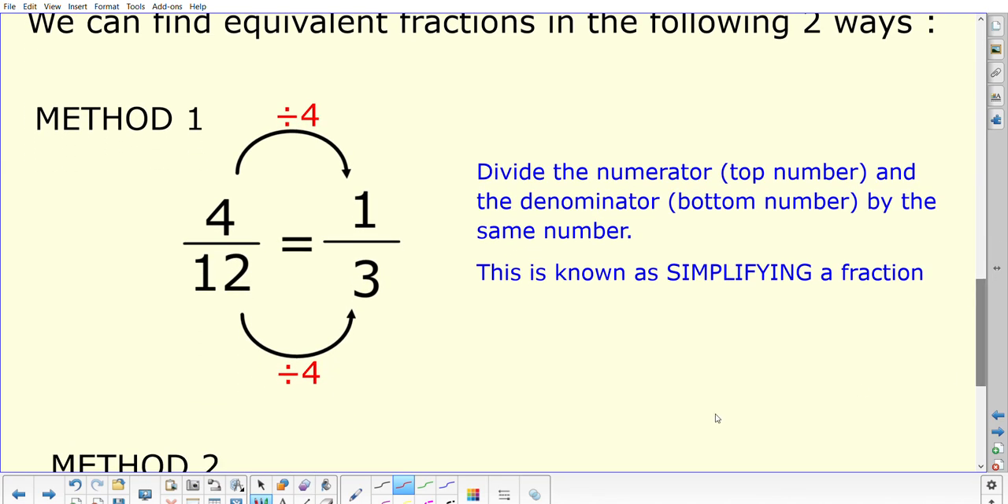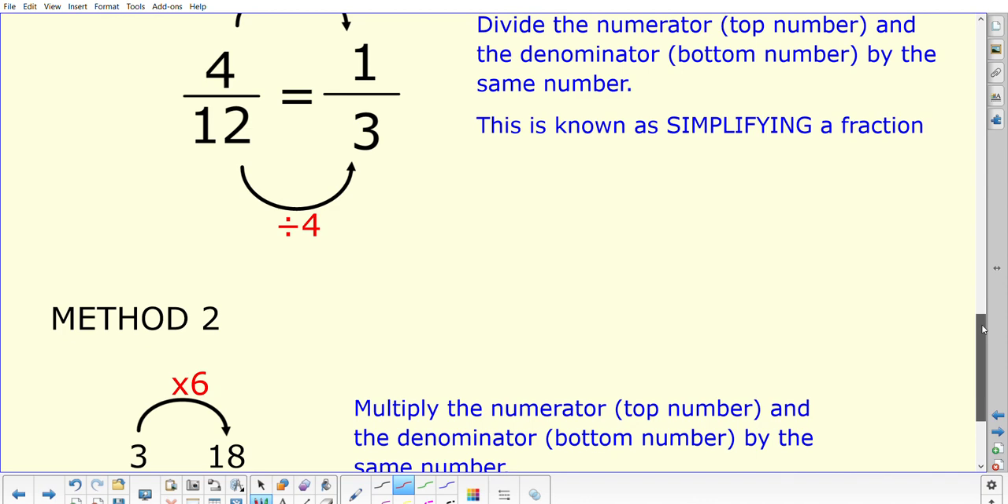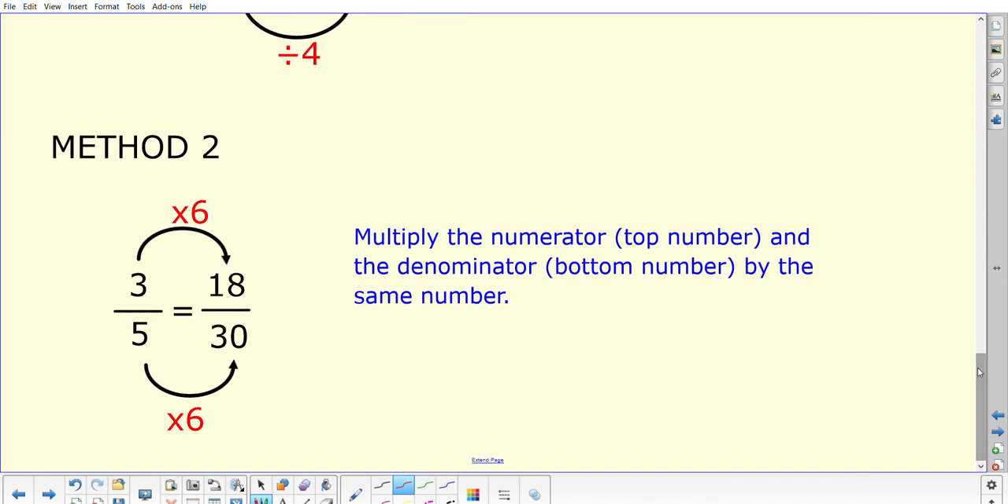The first way is the simplifying method, where we divide the top and bottom number by the same number, and that gets you smaller numbers in your fraction, but it's still equivalent. So 4/12 is the same fraction as 1/3, so that's called an equivalent fraction. Or we've seen with 3/5 that we could multiply. We did the multiplying by 2 and 3 and got another fraction that was equal. It doesn't matter what you multiply top and bottom by, as long as you multiply by the same number. So the example here is multiplying by 6 would give you 18 on the top and 30 on the bottom.